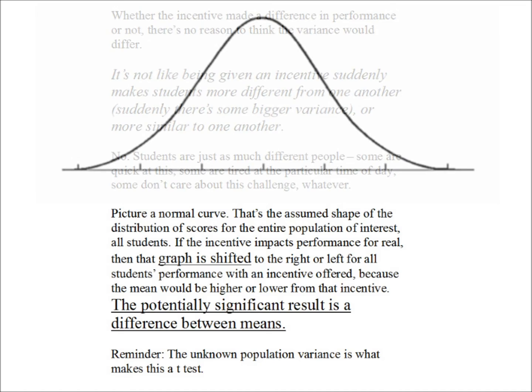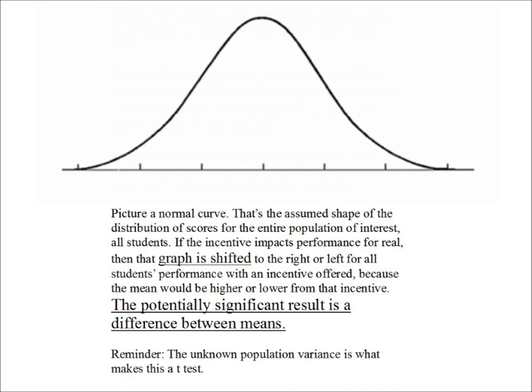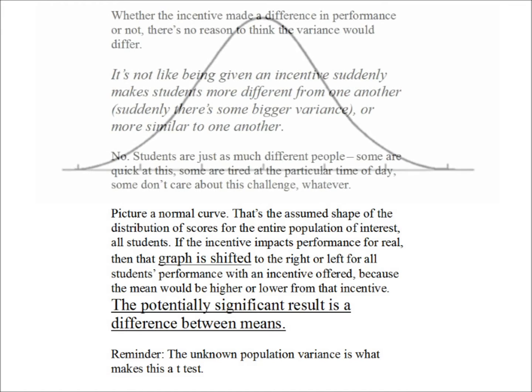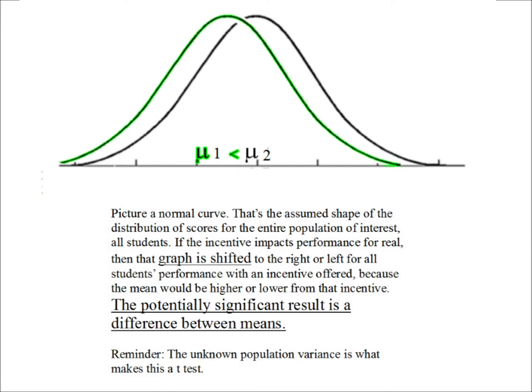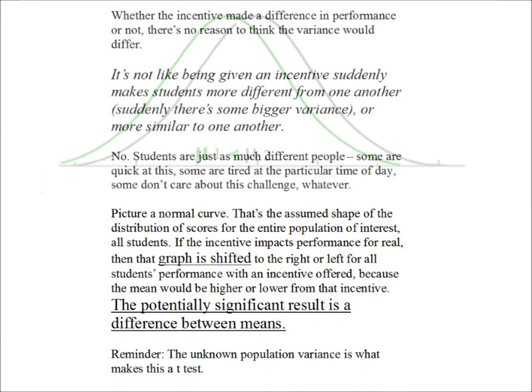Picture a normal curve. That's the assumed shape of the distribution of scores for the entire population of interest, all students. If the incentive impacts performance for real, then the graph is shifted to the right or left for all students' performance with an incentive offered, because the mean would be higher or lower from the incentive. That's the hypothesis. The potentially significant result is a difference between means.